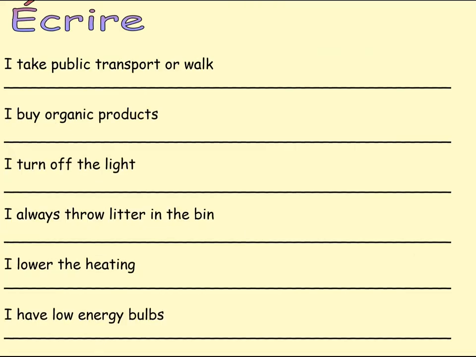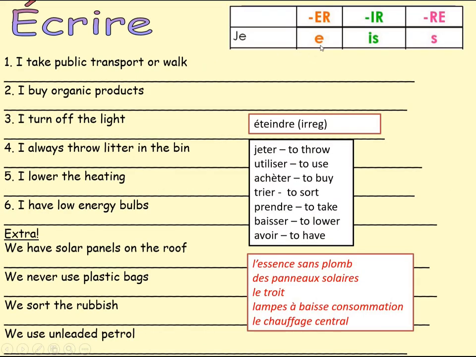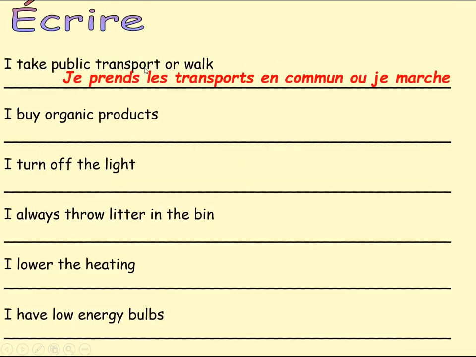So let's check number 1. I take public transport or walk. So we take prendre, to take. We take off the last 2 letters, and it's an RE verb. So I've got to add an S. We're not adding an E because it's not an ER verb. It's an RE verb. So je prends le transport en commun, ou je marche. So we have marcher, to walk, is an ER verb.